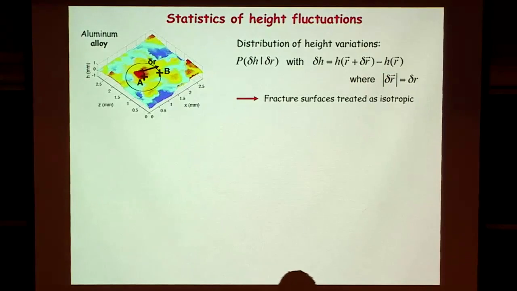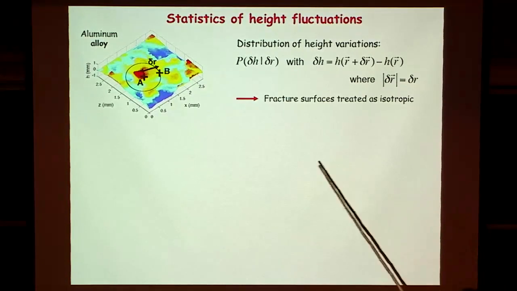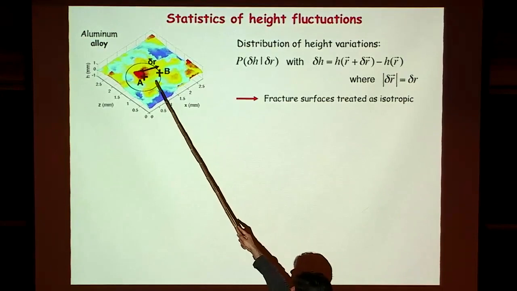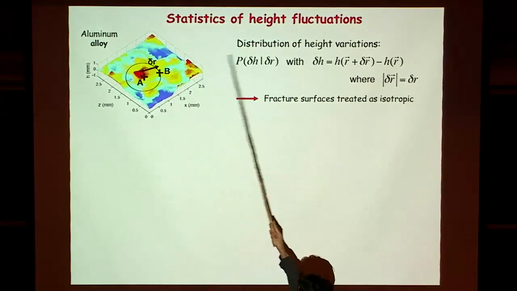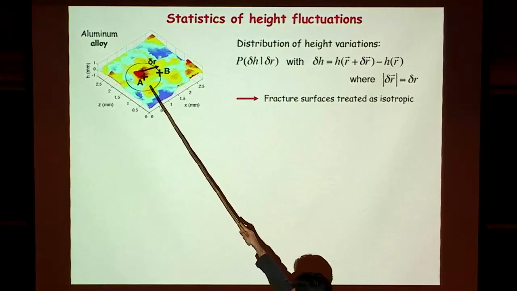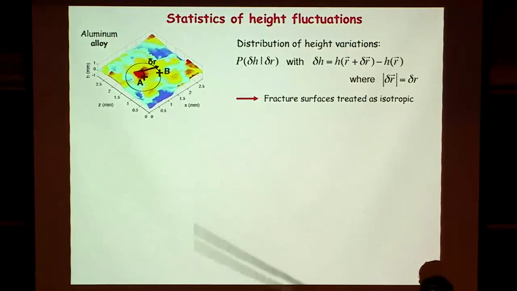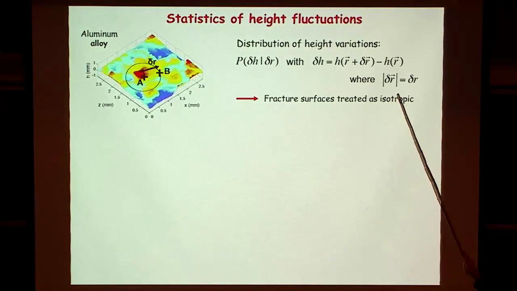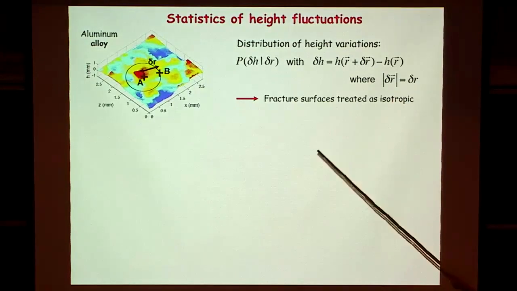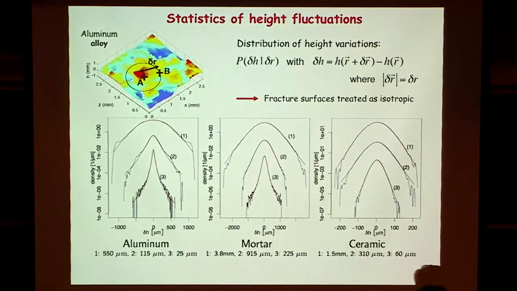And I'm going to go one step further than the value of the roughness exponent and investigate the full statistics of height fluctuations that I will define the following way. I'm going to consider the height difference delta H between a point A located on the fracture surface and a point B that is on a circle at some distance delta R. And then I'm going to move A, and I will have an ensemble of delta H values that correspond to some delta R distance within the plane of the fracture surface. And I'm going to look at the histogram or distribution of this delta H.